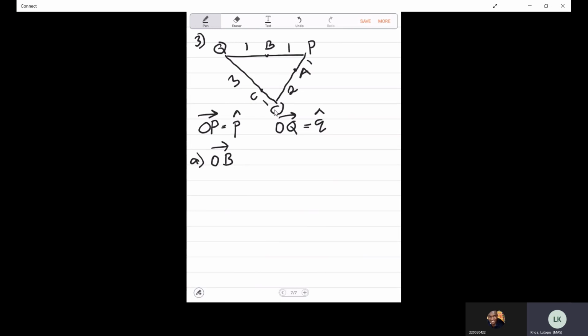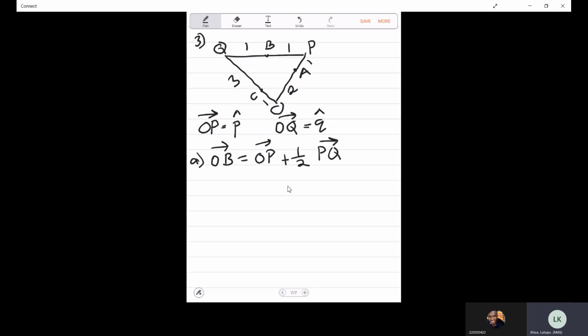Okay, so I need to go from O to B. Now, O to B, I must go from O to P. And then once I'm at P, I must go half the distance of P to Q. Okay, so I must go from O to P, and then half the distance from P to Q, I'll end up at B, because B is exactly halfway between P and Q.